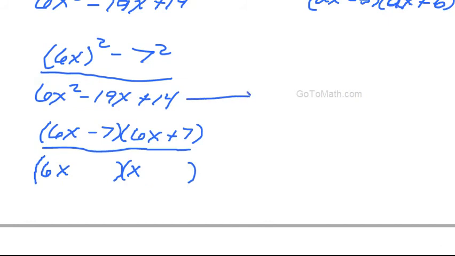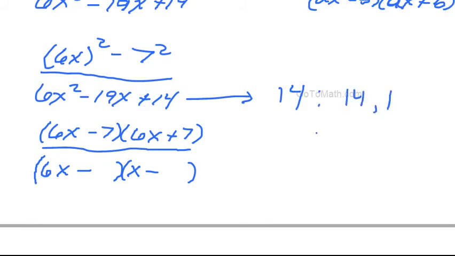Okay, so let's take a look at this. 14. Now, looking at the signs, we have a negative and a positive. It tells me that both of these are going to be negative, right? Because a negative times a negative is a positive. Alright, let's take a look at 14.